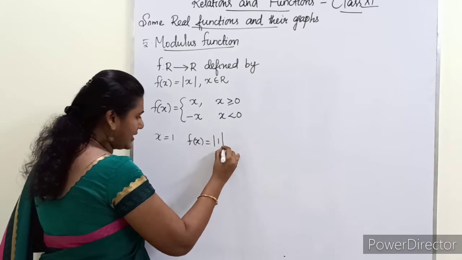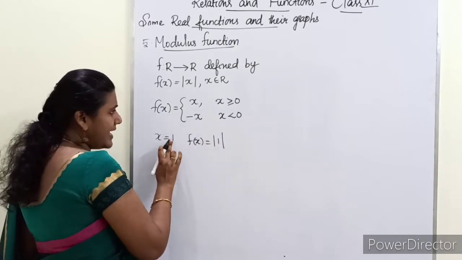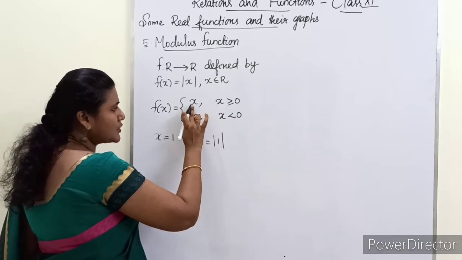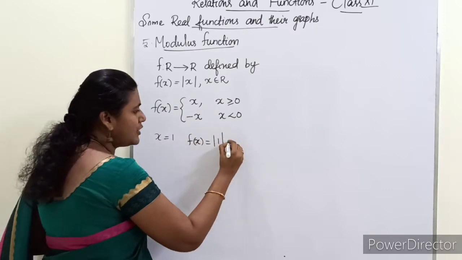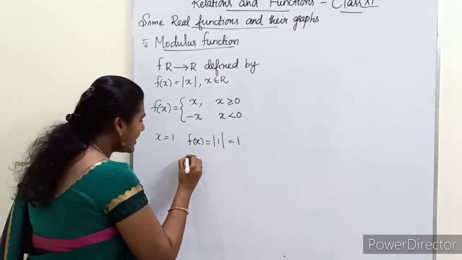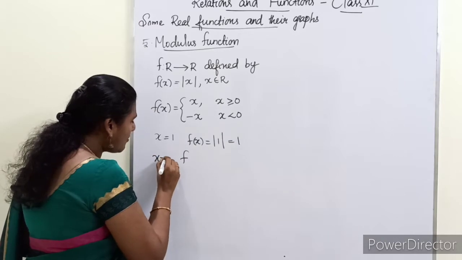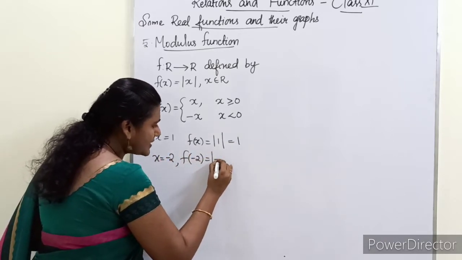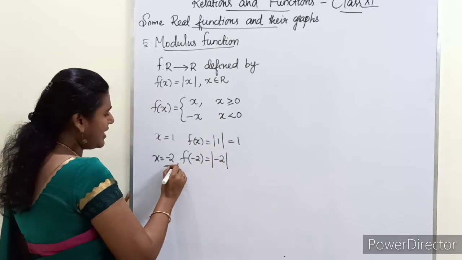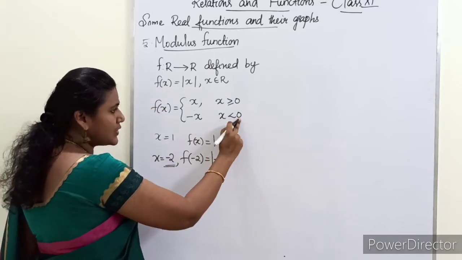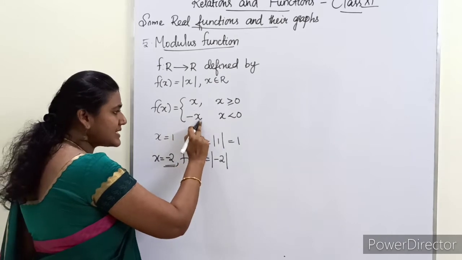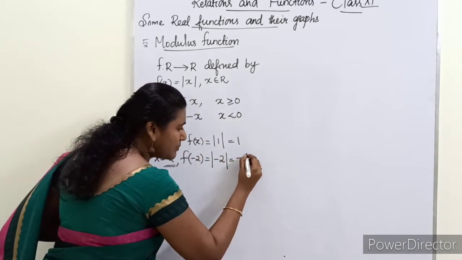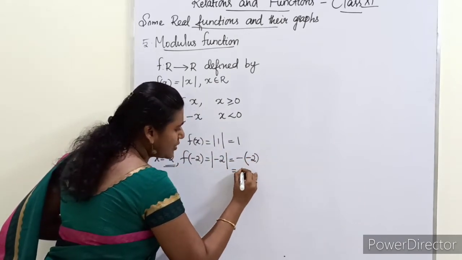For example, if you take x equal to 1, then f of x is equal to mod 1. You just see here x is a positive real number, so we take the same value as the answer. If you take x equal to minus 2, then f of minus 2 is equal to modulus of minus 2. Here the value of x is less than 0, in that case minus x will be the answer, that is, minus of minus 2 is equal to 2.